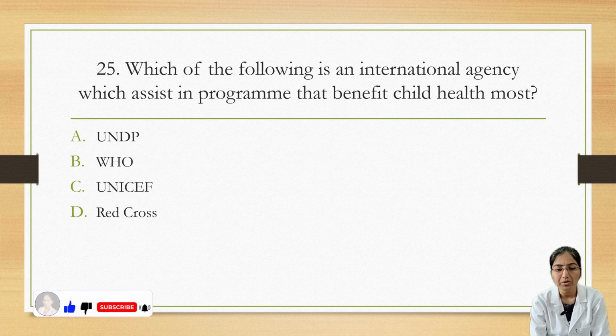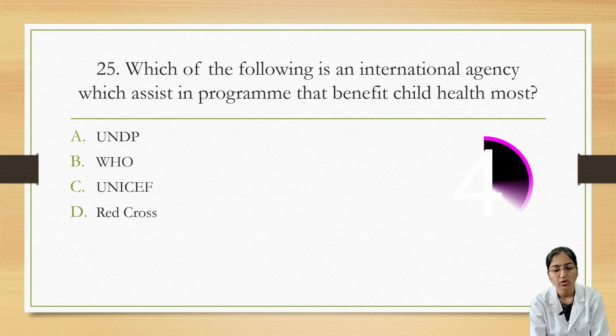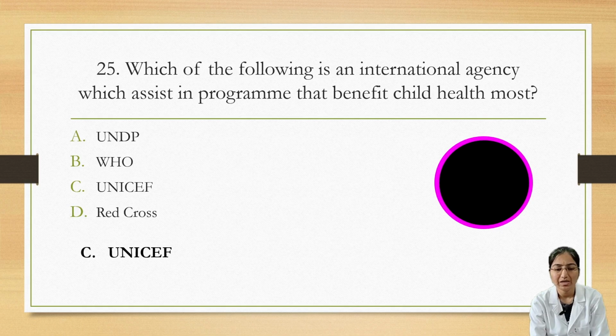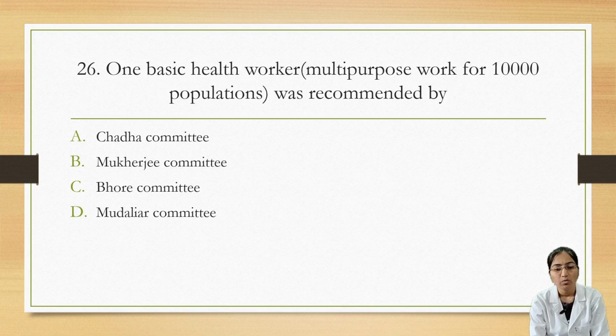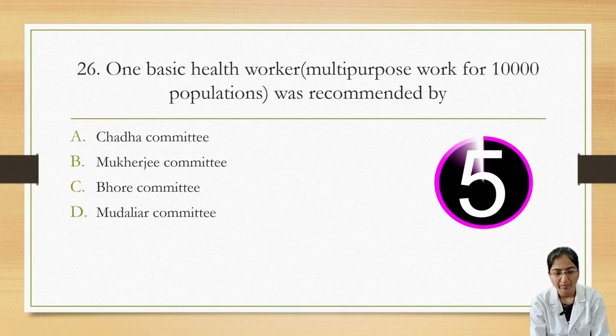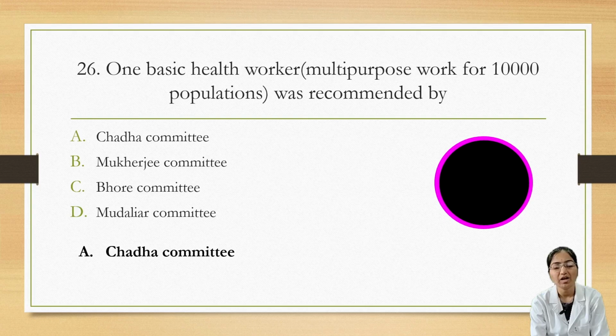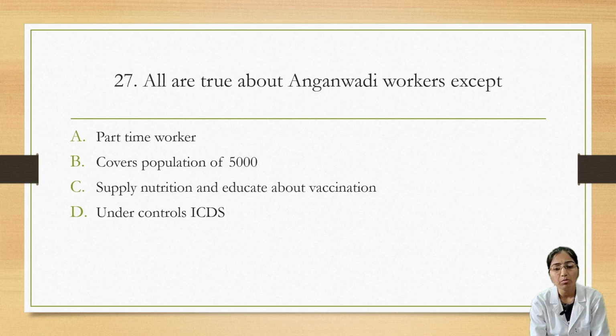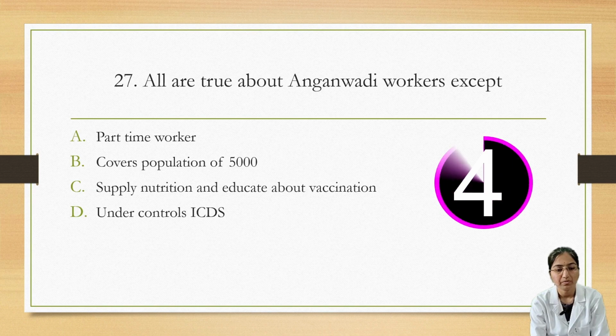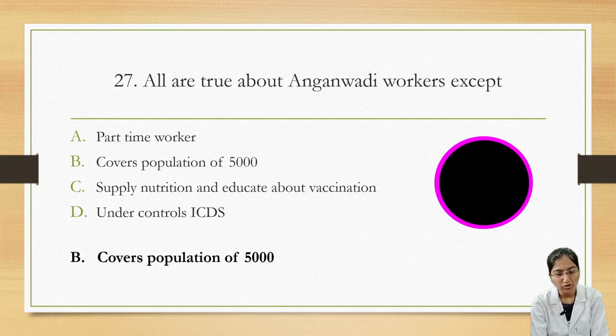Next question. Which of the following is an international agency which assists in programs that benefit child health most? Options are here. Right option is C, that is UNICEF, United Nations International Children's Emergency Fund. Next question. One basic health worker was recommended by. Options are given. Chadha committee. Next question. All are true about Anganwadi workers except. That option is B, that is covers population of 5,000.